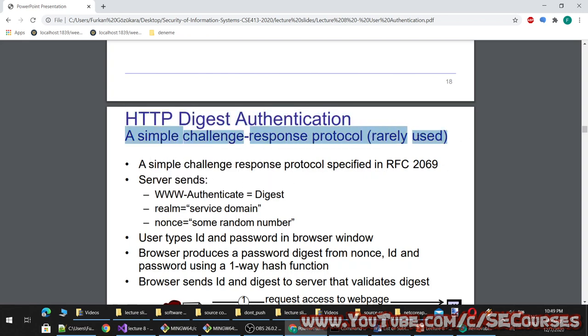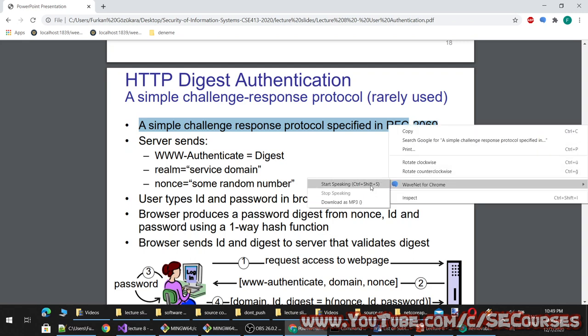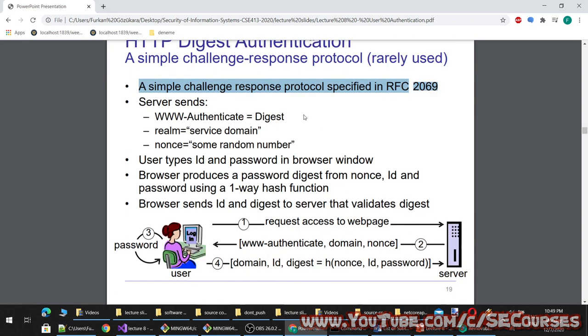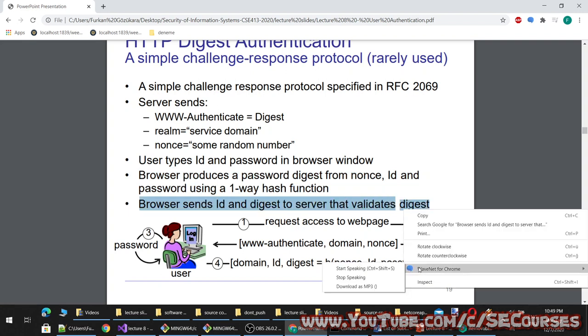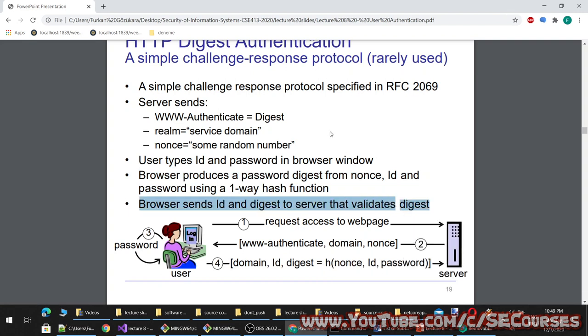HTTP digest authentication. A simple challenge response protocol, rarely used, specified in RFC 2069. Server sends WWW-Authenticate: Digest realm equals service domain, nonce equals some random number. The user types ID and password in the browser window. The browser produces a password digest from the nonce, ID and password using a one-way hash function. The browser sends the ID and digest to the server, which validates the digest.